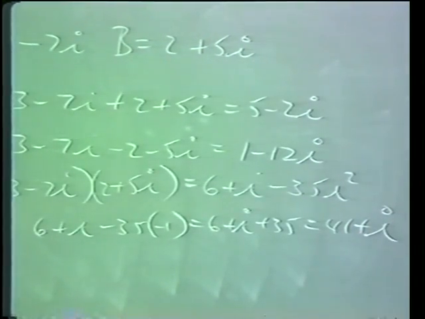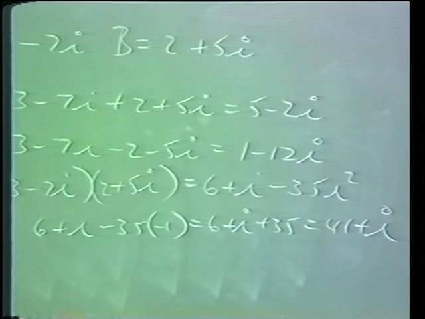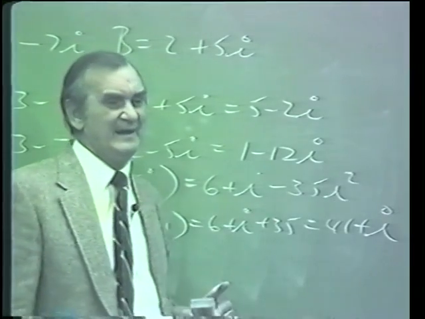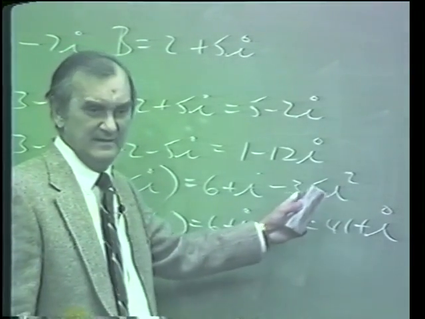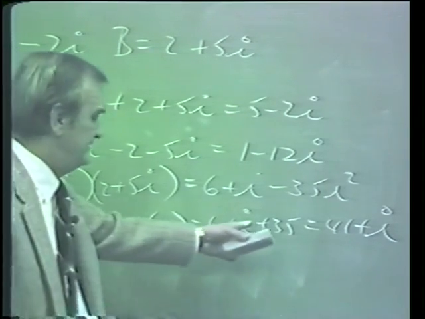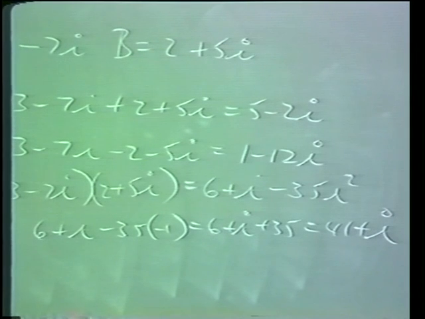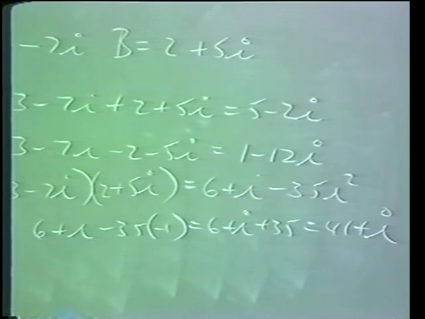Now, we have an i squared here. What effect does i squared have on the term? Negates it. Sure. Now notice, it was negative 35i squared, but i squared is a negative 1, so it just changes the sign of the term, makes the term positive. Remember that. i squared just negates the term. Okay? Now lastly, A over B.